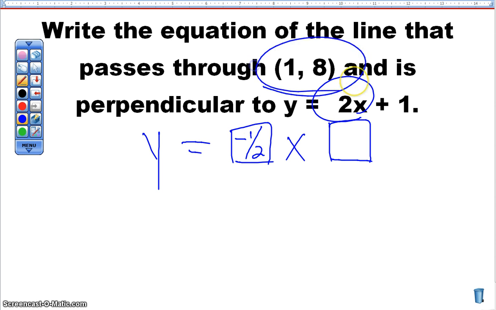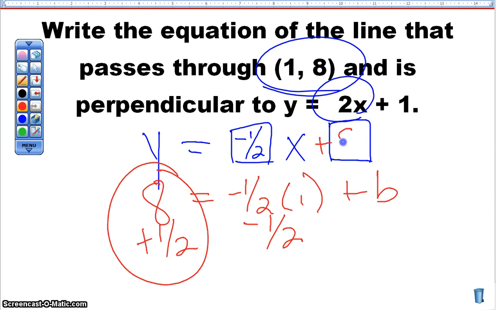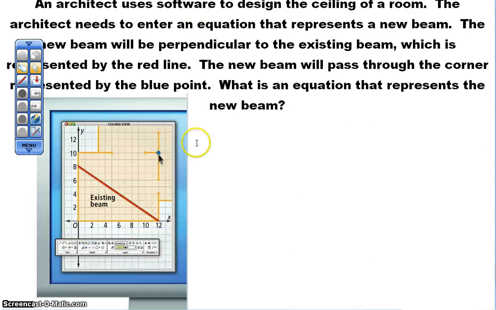Happy or sad? I got to do some extra work here. I got to put the 8 in for the y. I'm going to throw that 1 in for the x, and here we go. Negative 1/2 times 1 is negative 1/2. To get rid of it, you're going to add 1/2. So my answer is going to be 8 and 1/2, is my B. 8 and 1/2. All right, and the last thing we have here to look at is a story problem.